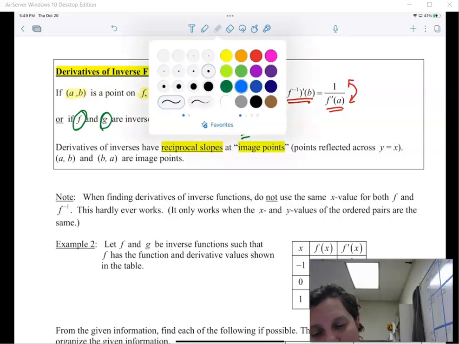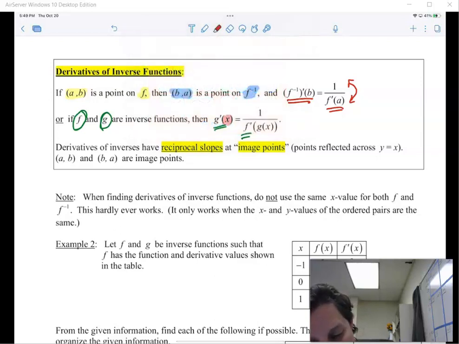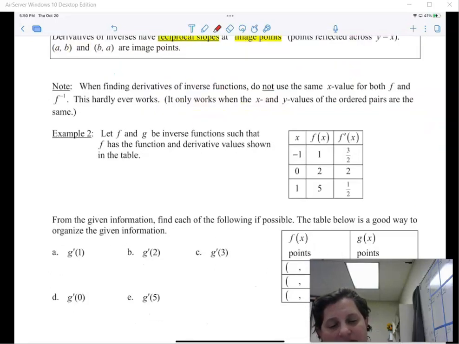And then whatever point in here, you guys, I just remember it's like the x and the y coordinate. All right? Derivatives have reciprocal slopes at inverse points, or at image points. Image points are the ones that flip like that. Okay? When finding derivatives, do not use the same x value for f and f inverse. It hardly ever works. It like never works unless it just so happens that the inverse values are the same.